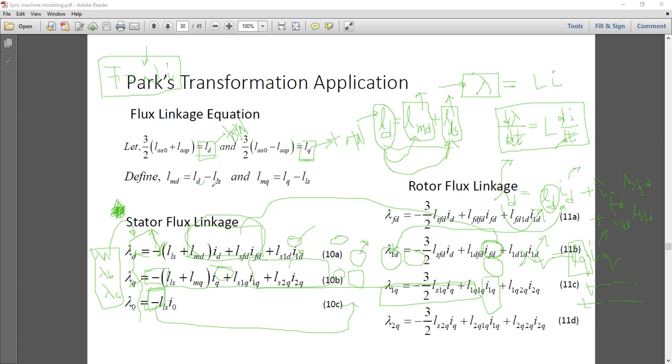And if we rewrite this to find LMD, then simply LMD would be LD minus LLS. So this is how these two relationships are obtained: LMD is LD minus LLS, and LMQ is LQ minus LLS. The original relationship is that LD is LMD plus LLS, and LQ is LMQ plus LLS, the mutual inductance and the corresponding leakage inductance. However, we are assuming that along the D axis and Q axis, we have equal values for the leakage inductances. This is one assumption.